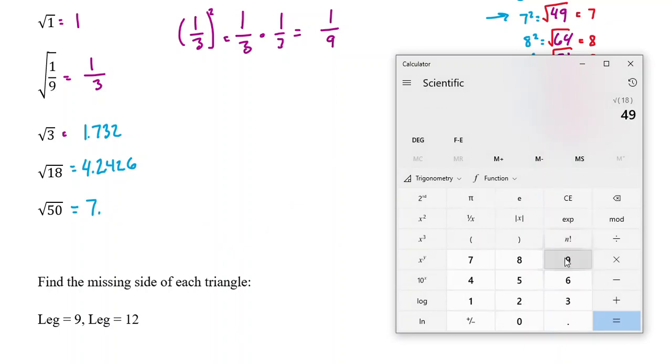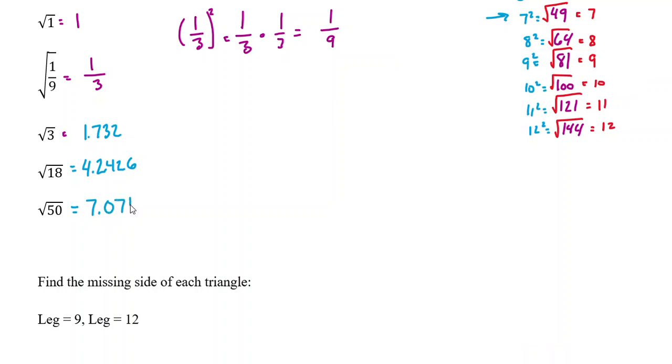I'm going to type in 49, hit the second button, square root. Oh, haha, I made a mistake. Did you see that? I had 49 on the brain. We're trying to find the square root of 50. So 50, second, square root, and 7.0711. I'm going to round up, since the 06 rounds up to 1. And there we have it.